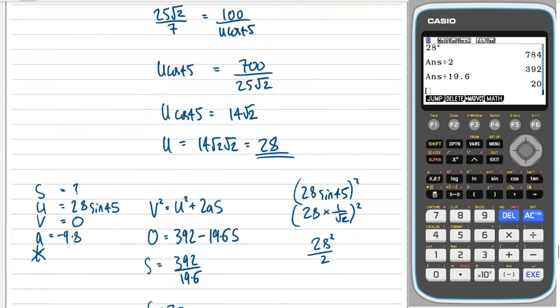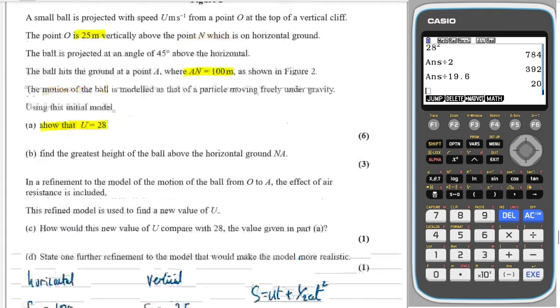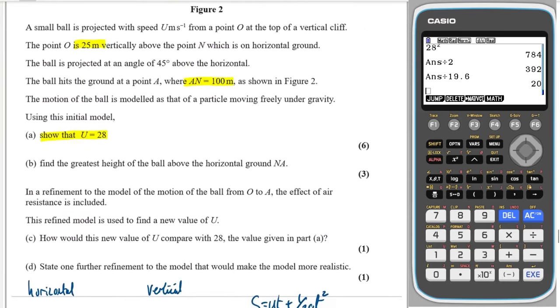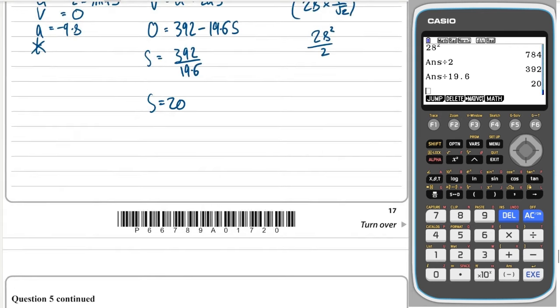Be very careful though, because is that going to be the height off the floor, or is that the height from the cliff top? And the question asks above the horizontal ground. So therefore we've got to add on the cliff top height, so the height is the cliff top plus the extra it's been thrown up, so 45 meters.